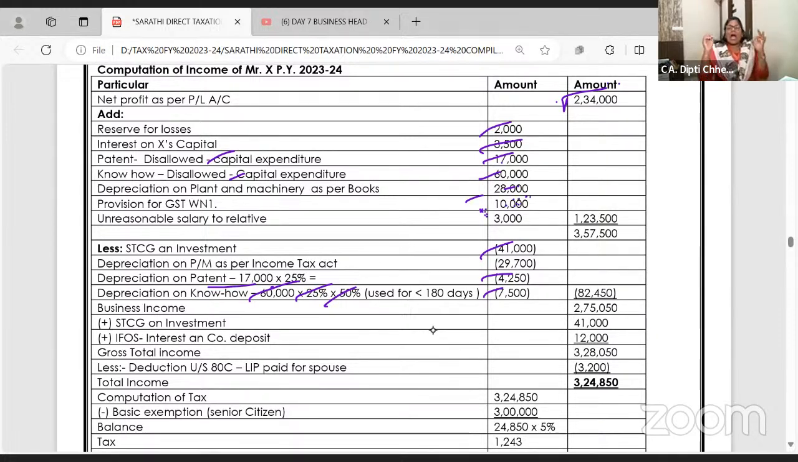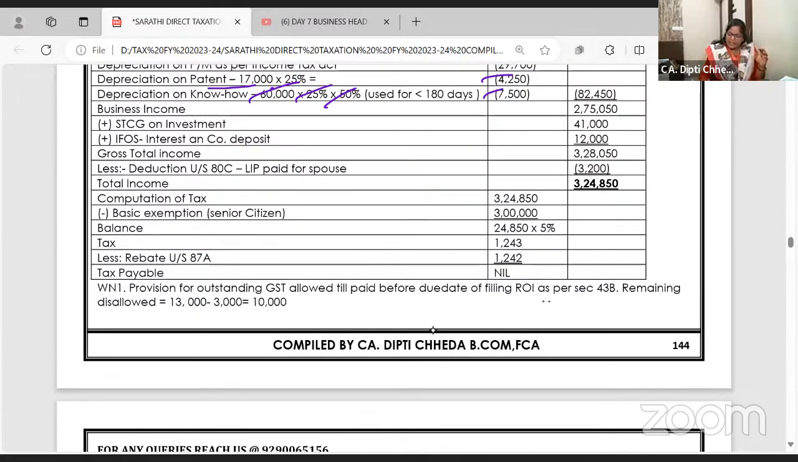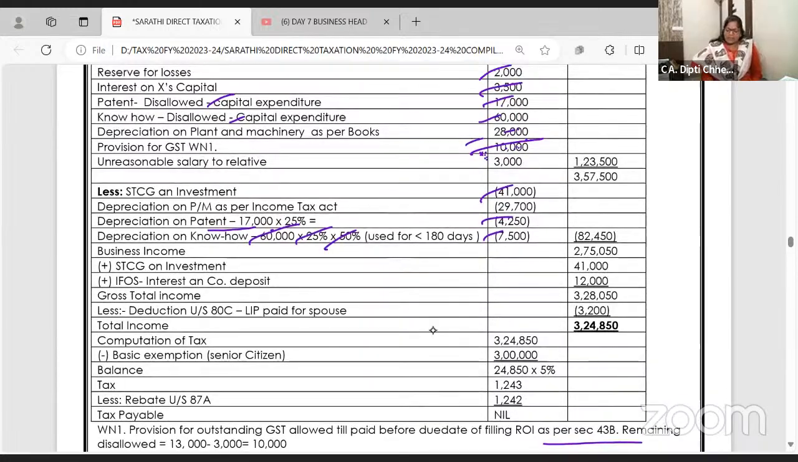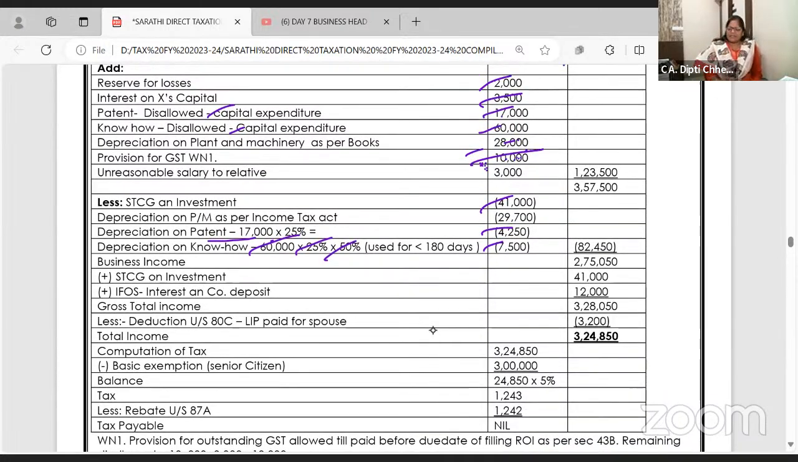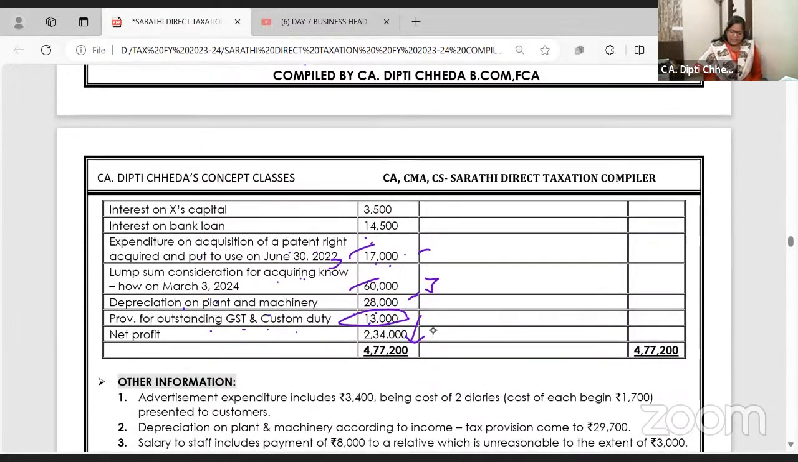10,000 is outstanding GST which is not paid, as per section 43B. In working note 1 I have written that as per 43B it will not be allowed. See, these working notes are not copied from anywhere. These are self-made. So I'm solving the problem exactly the way you are going to solve it in the final exam. Let's go together.